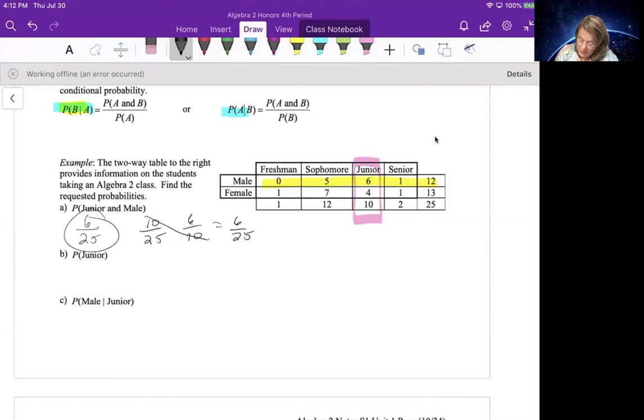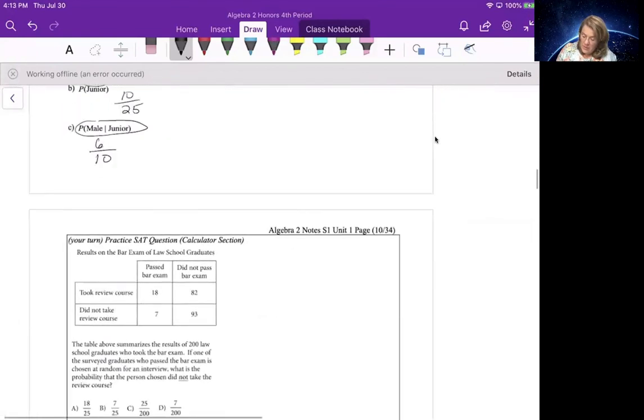All right, the probability that I selected a junior out of that entire group, well, how many juniors do I have? I have 10. How many students do I have? I have 25. Okay, what does this notation mean? The probability that I select a male, given that I have already selected all the juniors, so to speak, right? And so what is the answer to that? What is the probability that I'm going to select a male given that I have only juniors? Well, I have 6 males out of the 10. Okay, I know, not always the easiest.